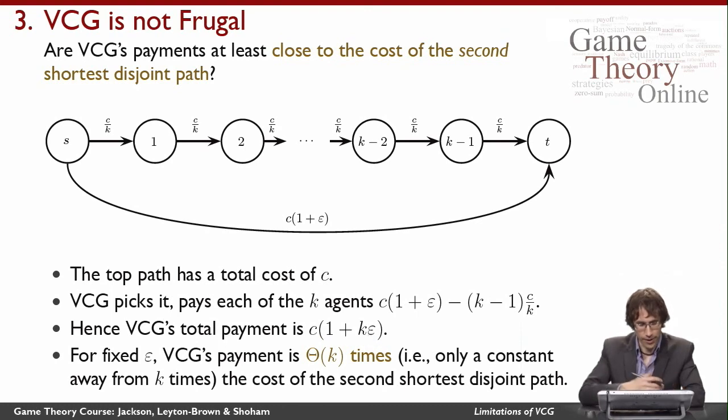Well, that's kind of bad news, because compare this value here to this value, and you'll see that VCG's payment is theta of k times the cost of the second shortest path. So what that means is it differs only by a constant away from being k times bigger. And now we're comparing actually to the second shortest path. So it really seems like VCG can end up paying much more than is sensible.